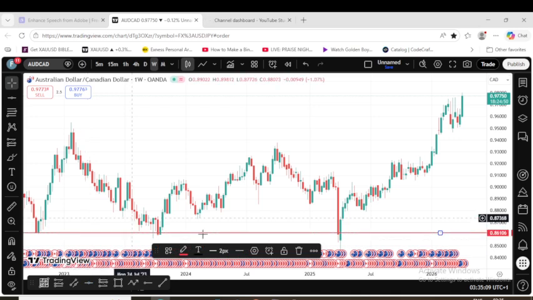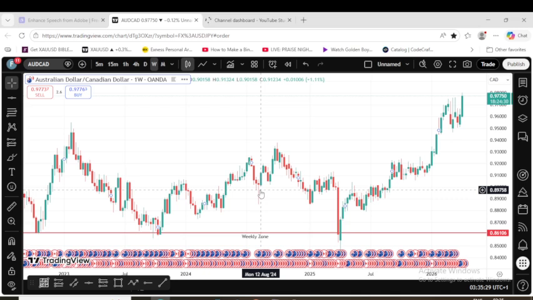Our zones are support and resistance levels on higher time frames. So wherever you have support and resistance levels on higher time frames, such as a support level, a resistance level, a resistance to support level, and a support to resistance level, they are all collectively known as zones.